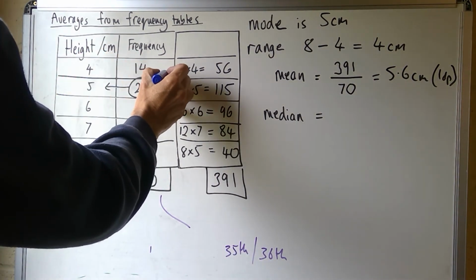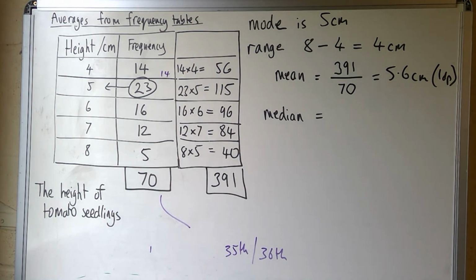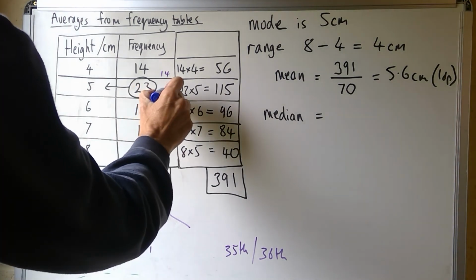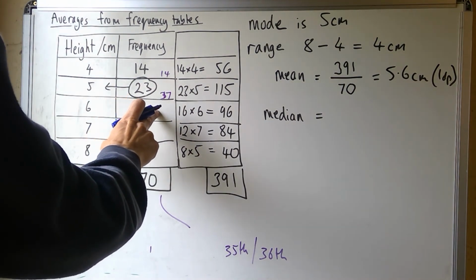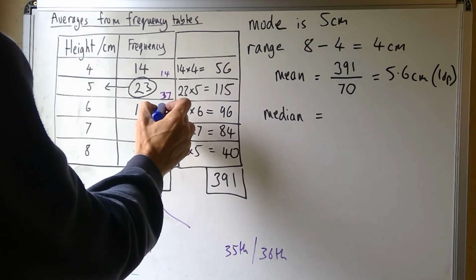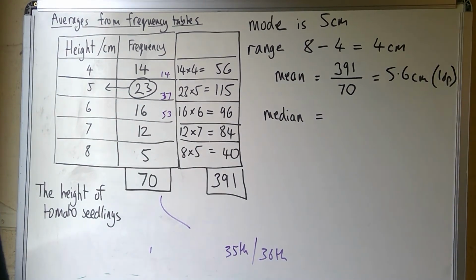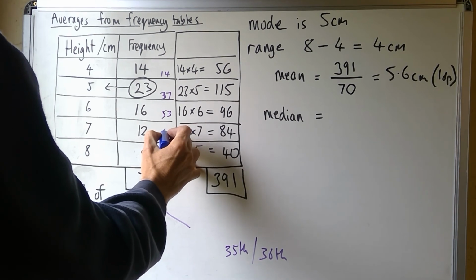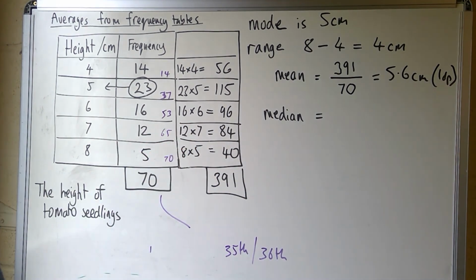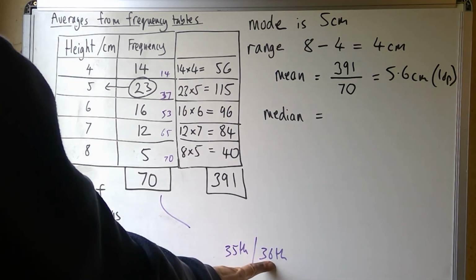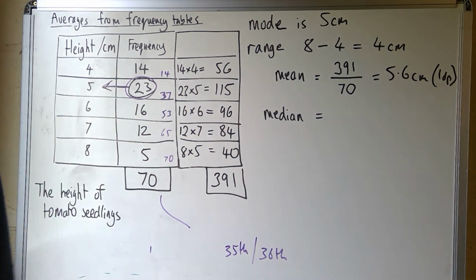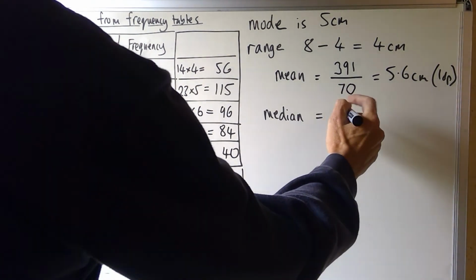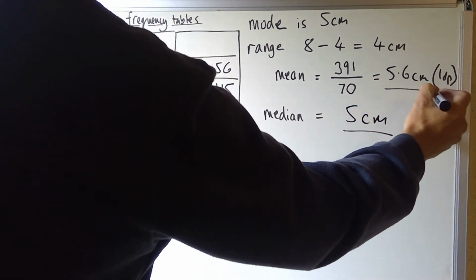There were 14 plants that were 4 centimeters high. If I then add on the 23 that were 5 centimeters high, that takes me to 37 plants. If I then add on the 16 plants that were 6 centimeters high, that takes me to 53. Add on the next 12, that takes me to 65, and then add the final 5, that's all 70. So we want to know where the 35th and 36th plants were, and they must have been in this group here. So the 35th and 36th plants, the median plants, must also have been 5 centimeters tall.